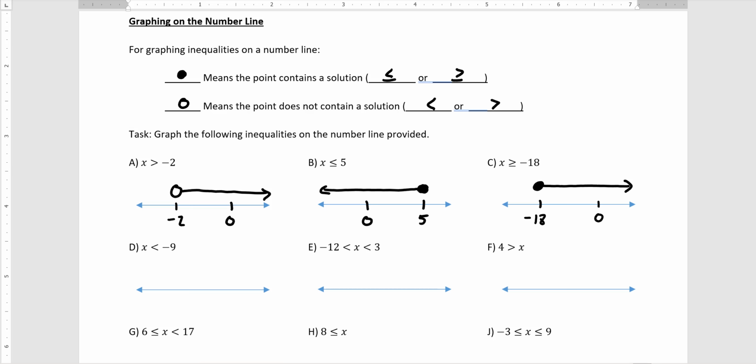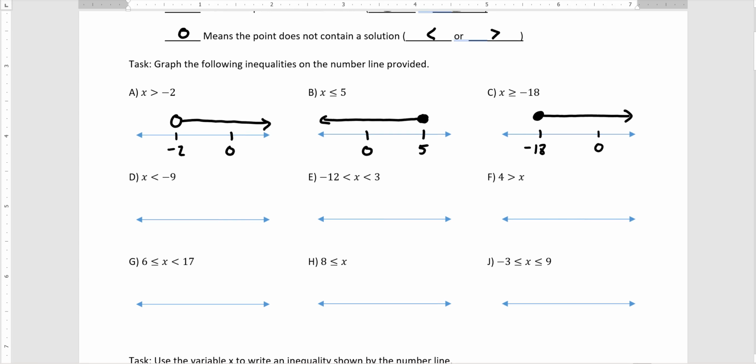All right, let's look at letter D now. x is less than -9. If x is less than -9, I obviously need to plot -9. I'll also go ahead and plot 0. Now 0 will be to the right of -9, since 0 is greater than -9. But x is less than -9. So first question, open or closed circle? Definitely going to need that open circle since it's strictly less than. Now since it's less than -9, we'll be going to the left because those are all the values less than -9.